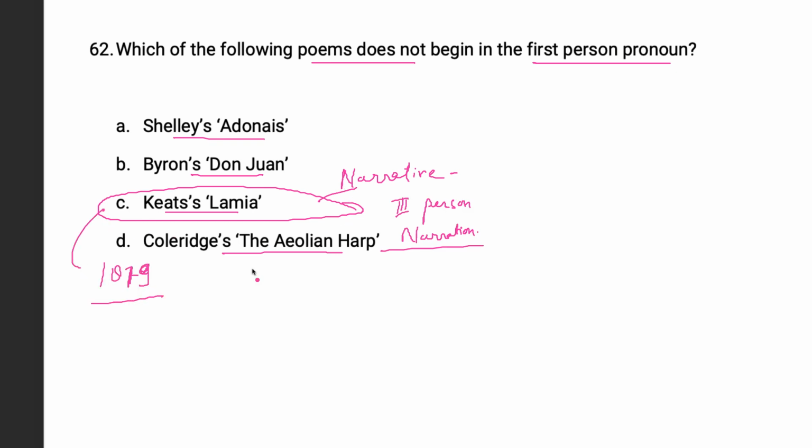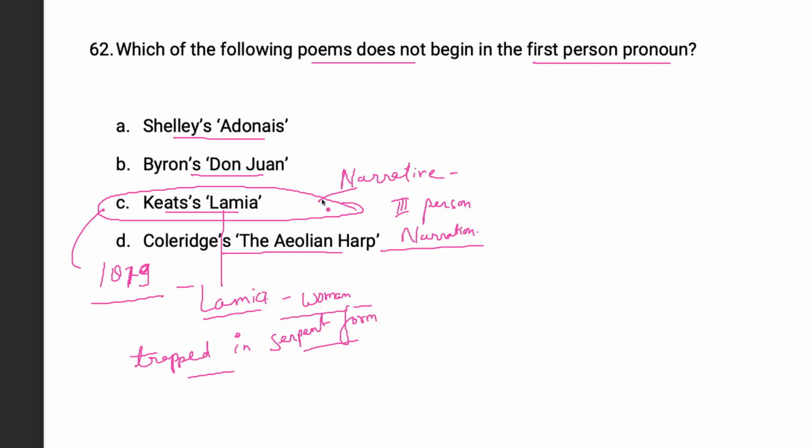The story is about the god Hermes who hears of a nymph who is more beautiful than the gods themselves. They start a search for that nymph, but instead they come across Lamia. And Lamia is a serpent woman, a woman who is trapped in serpent form. There is a pact. Lamia reveals to Hermes the nymph he was searching for, and in return she is restored into a woman. So this is a narrative poem. It did not start in first person narration.